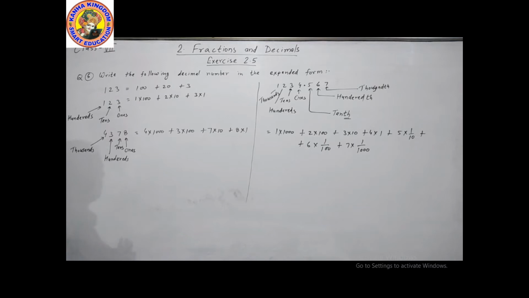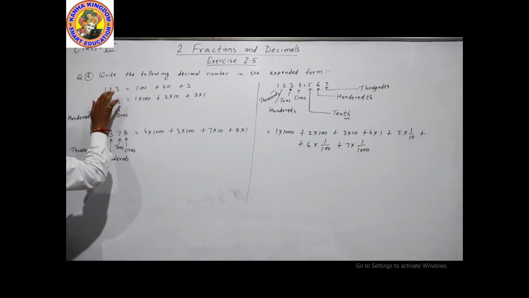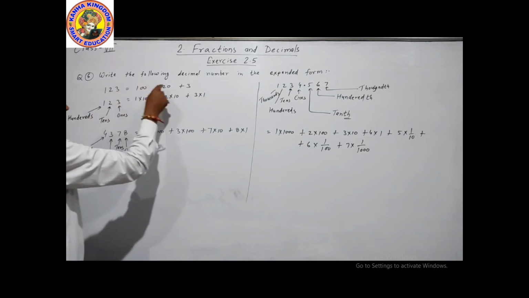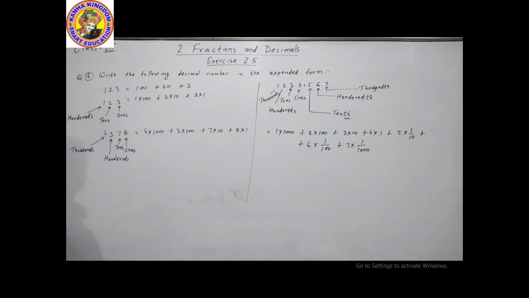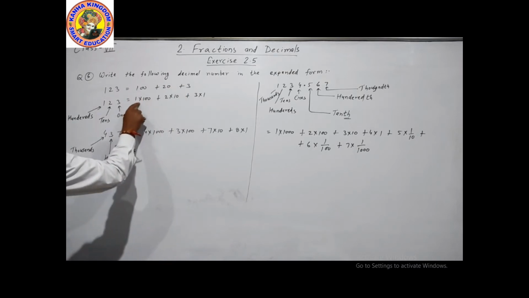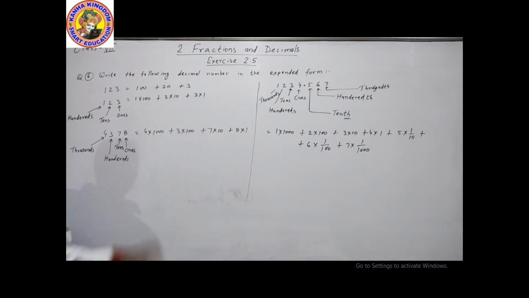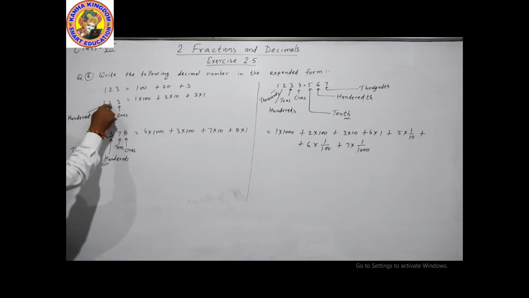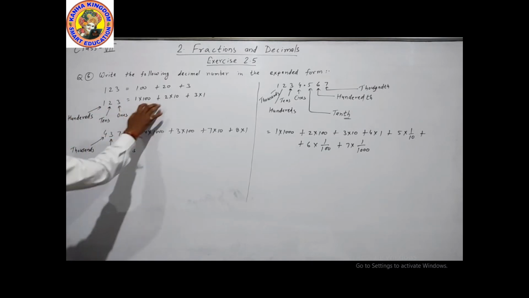Now take it from the beginning. What is the expanded form? If we write the number 123, then 100 plus 20 plus 3 can be written as 1 into 100, 2 into 10 and 3 into 1. And this number is over ones, tens and hundreds. So 1 into 100, 2 into 10, 3 into ones. This is our expanded form.